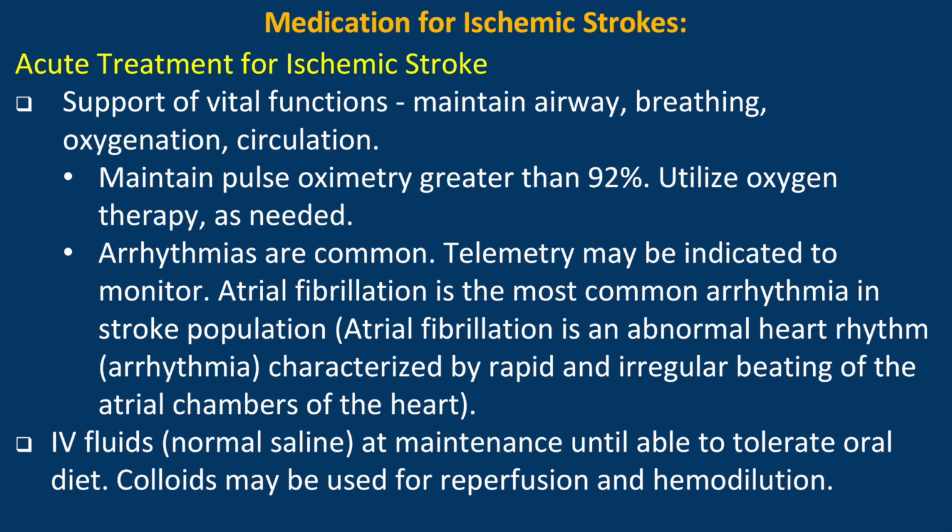Atrial fibrillation is an abnormal heart rhythm, that is, an arrhythmia characterized by a rapid and irregular beating of the atrial chambers of the heart. IV fluids, so normal saline, are to be given to the patient at maintenance until able to tolerate an oral diet. Colloids may be used for reperfusion and hemodilution.